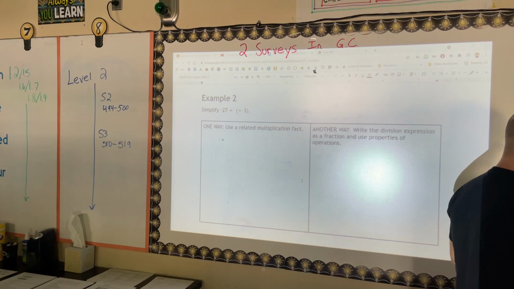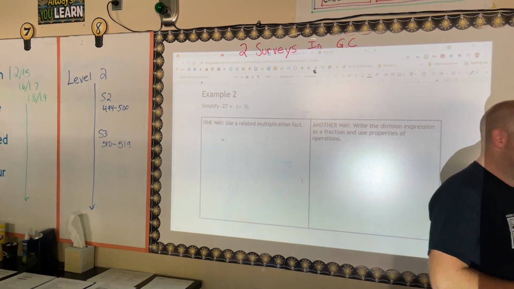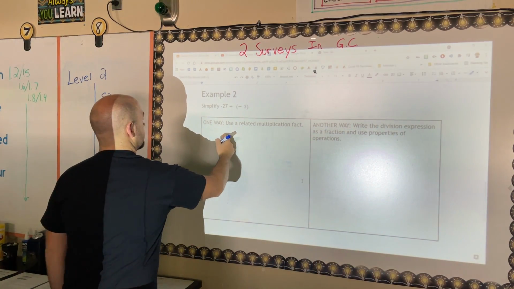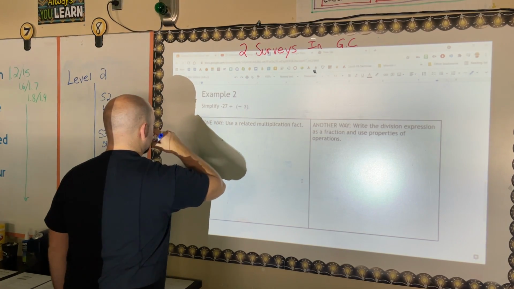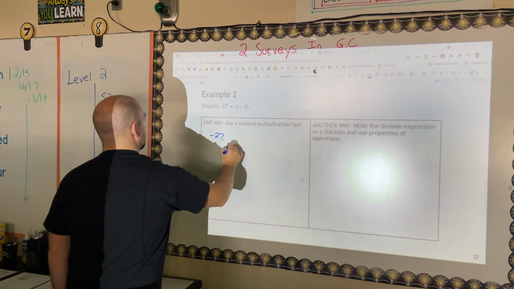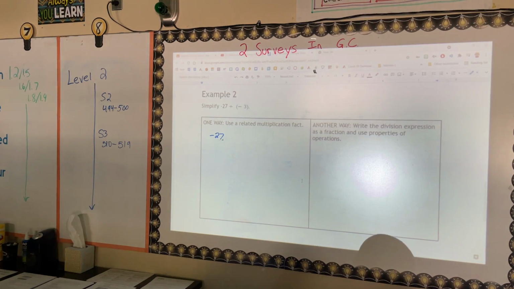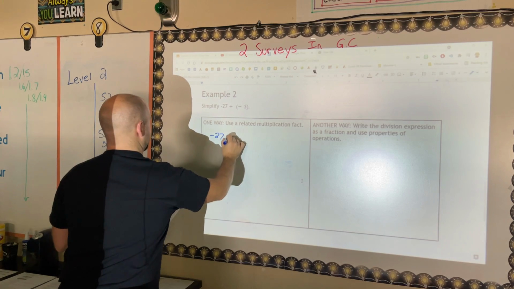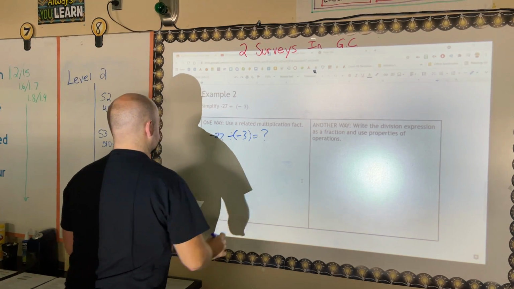Example number 2. It's asking us to solve this one 2 different ways. So simplify negative 27 divided by negative 3. Use a related multiplication fact. So we've got multiplication here. So negative 27, what did I write down? Good old butterfingers. Negative 27 divided by negative 3 equals what?